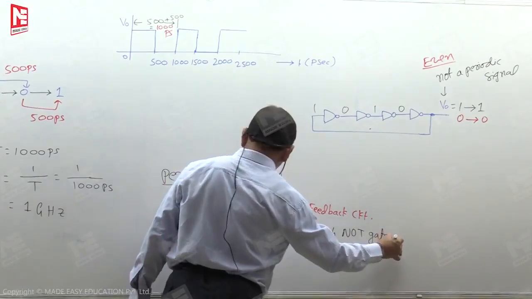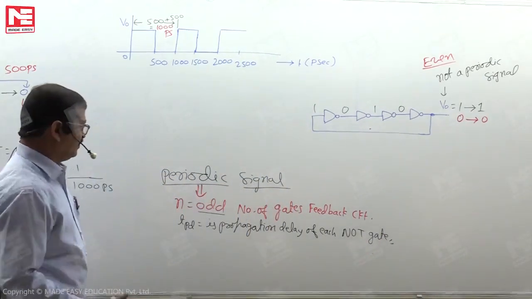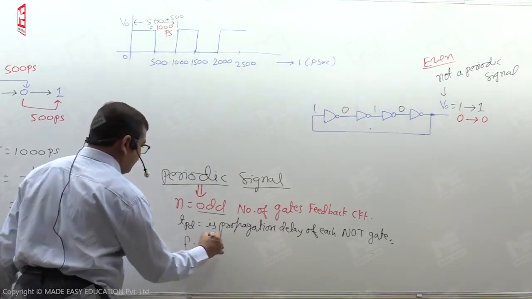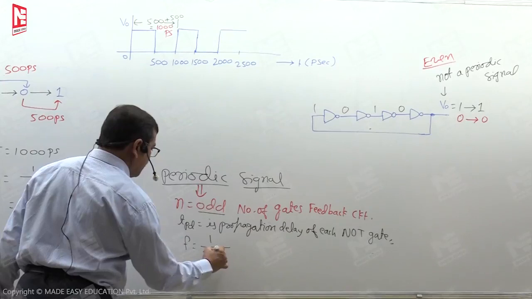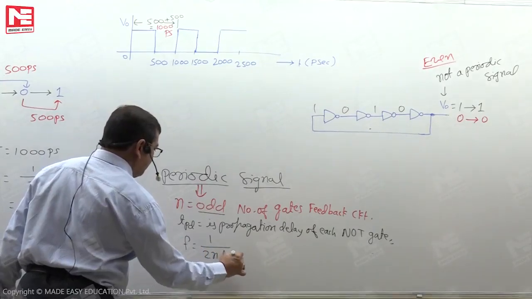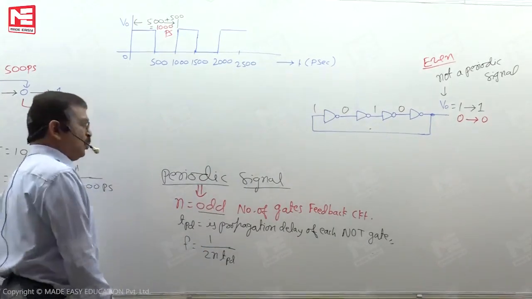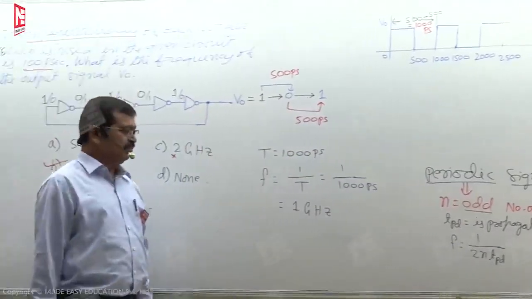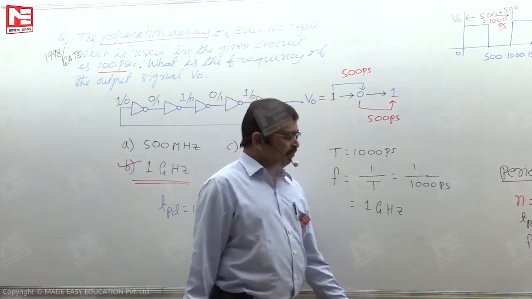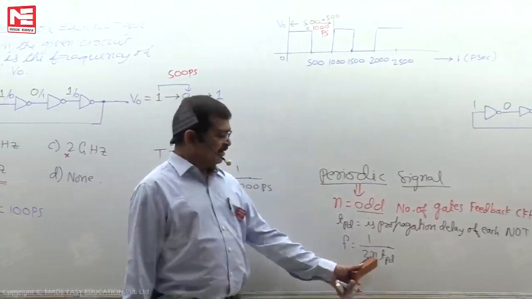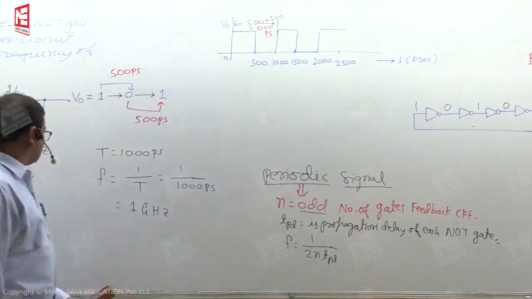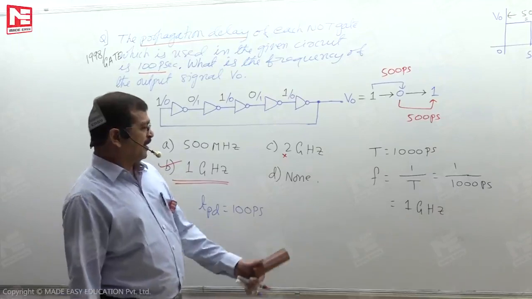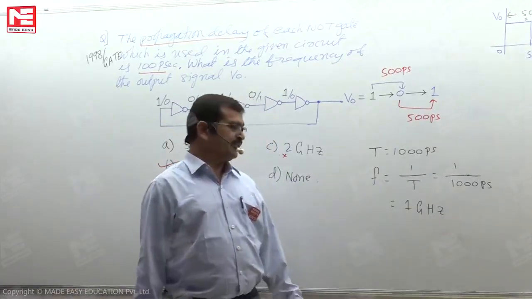TPD is the propagation delay of each NOT gate. Then the formula will be 1 upon 2n TPD. For example, if you look here, n is 5. So 2n is 10, so 10 TPD. TPD is, in this case, 100 picoseconds. So 10 into 10, we said 1000 picoseconds based on this.